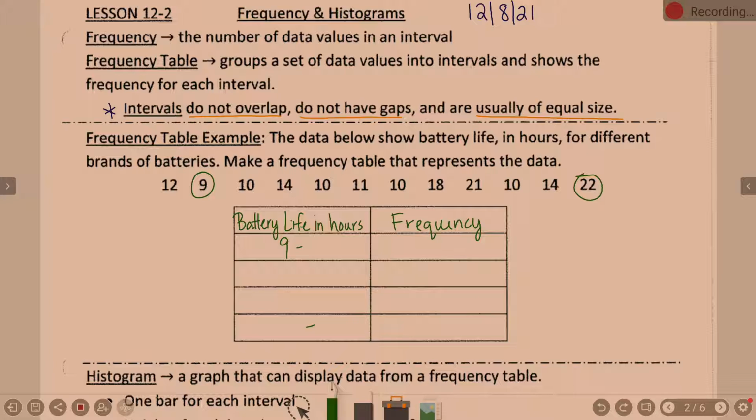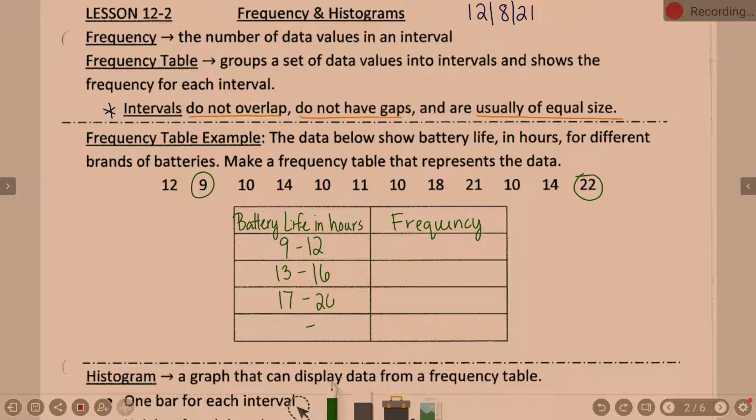Yeah. So like here, 9, 10, 11, 12. So this first interval is going to be 9 to 12. If this interval is 9 to 12, the next one's going to start with 13. And 13, 14, 15, 16. I'm using my fingers. 13 through 16, that one ends at 16. We want no gaps, so the next one starts at 17.